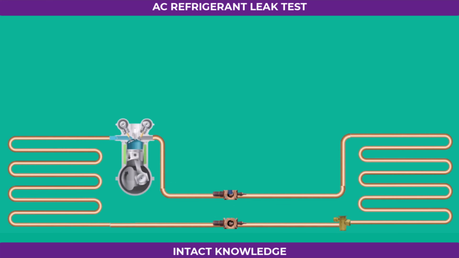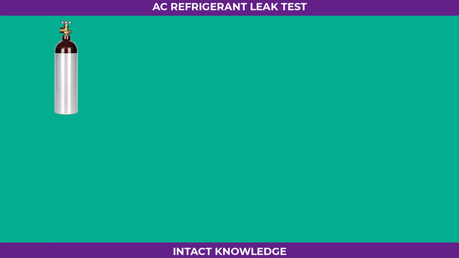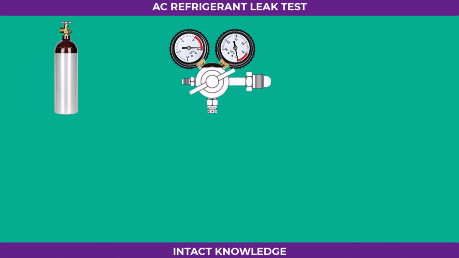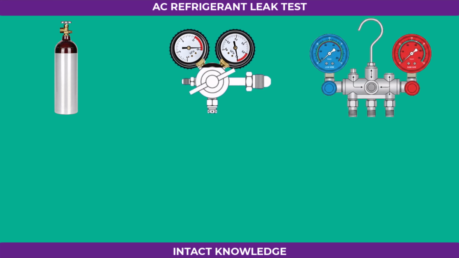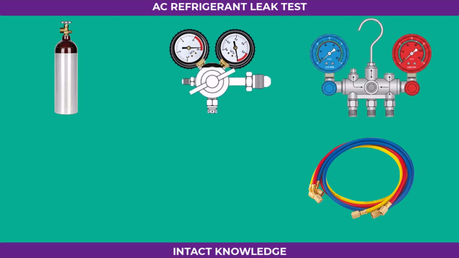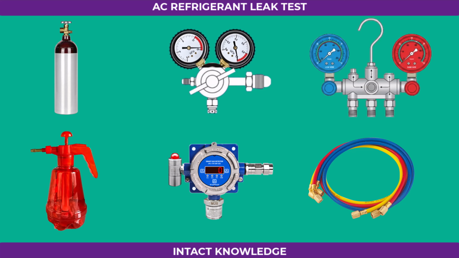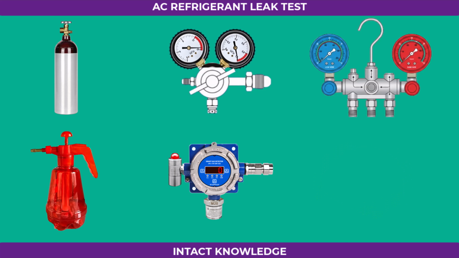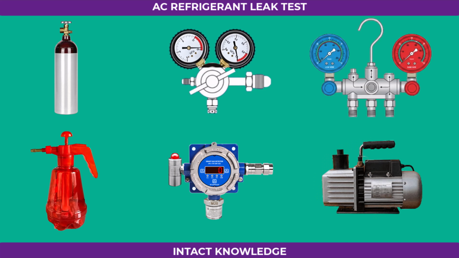You'll need the following tools for this test: a nitrogen cylinder, a dual gauge regulator, a manifold gauge set with red, blue, and yellow hoses, a soap bubble solution, an electronic or tracer gas leak detector, and finally, a vacuum pump with a micron gauge for the evacuation process later.